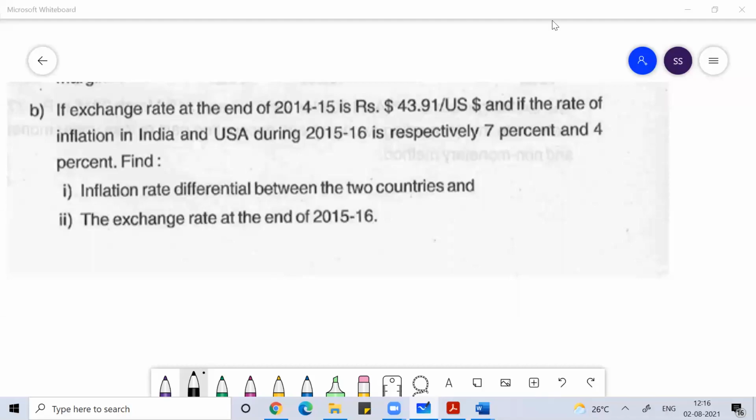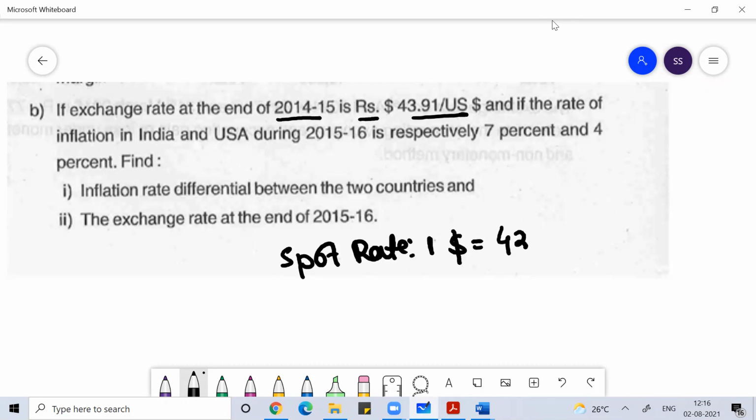Everyone see this question. Here the exchange rate is given to you: the exchange rate at the end of 2014-15 of rupee with dollar. Probably you can take this as a spot rate. So the spot rate is given to you: $1 is equal to 43.91 rupees. This is a spot rate, and the inflation rate is given. India inflation rate is 7%, US is 4%.